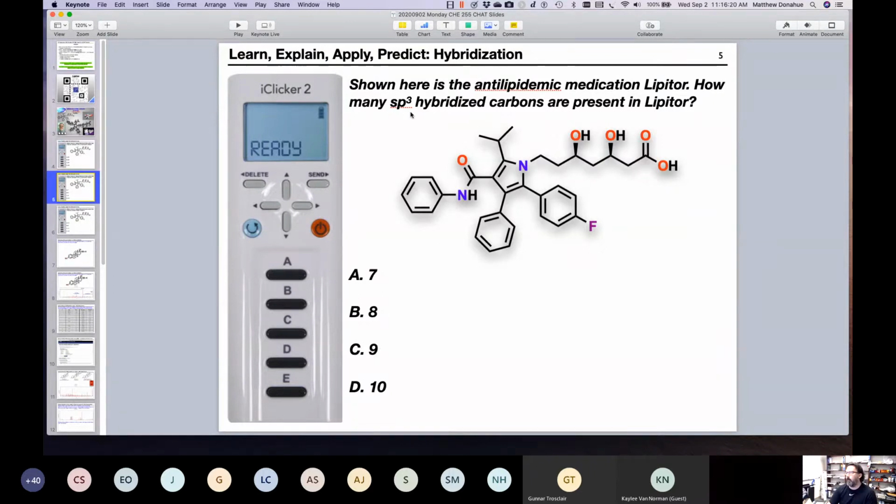So the next one, what about sp3 hybridized carbon? How many sp3 hybridized carbons do you see? Rosemary's jumping the gun. I appreciate that. That would have been my next question. What's the total number of sp3 hybridized carbons, though?